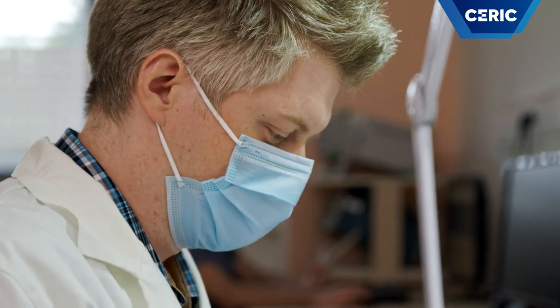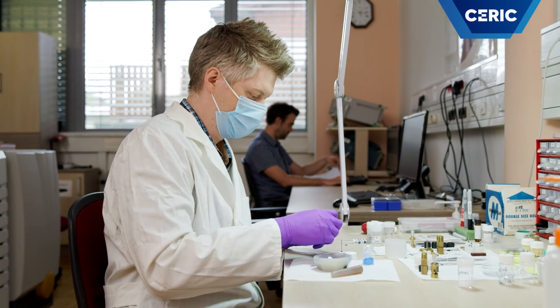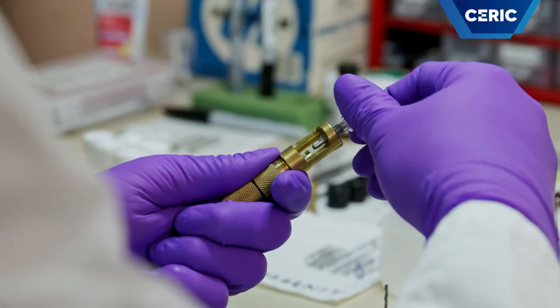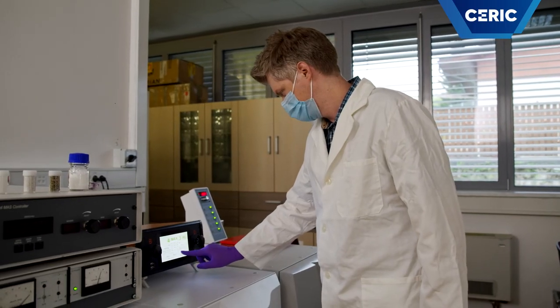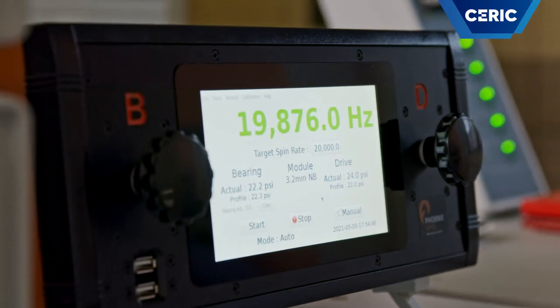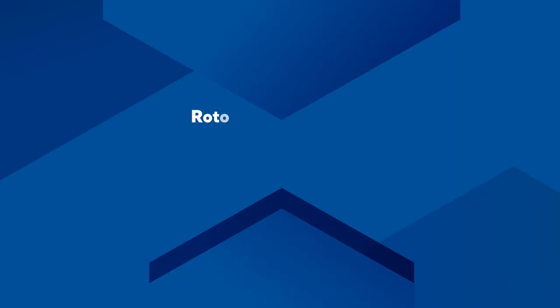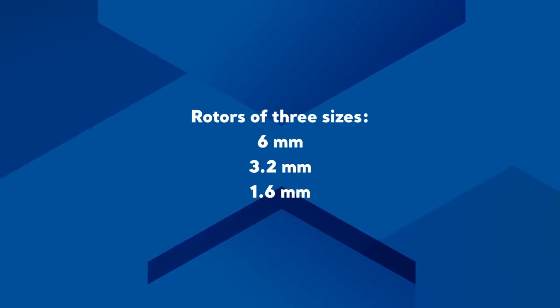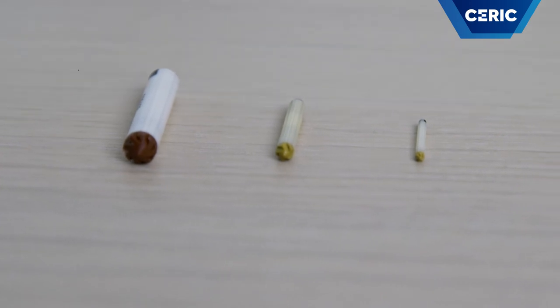As you can see, a rotor is closed by a plastic turbine and a plastic cap. Fine powders can be spun with very high frequencies. The maximal spinning frequencies depend on the diameter of the rotor. In this lab, we have rotors of three sizes, with outer diameters of 6 mm, 3.2 mm and 1.6 mm. Each type of rotor fits only into an adequate NMR probe, which means that we also have three different probes.